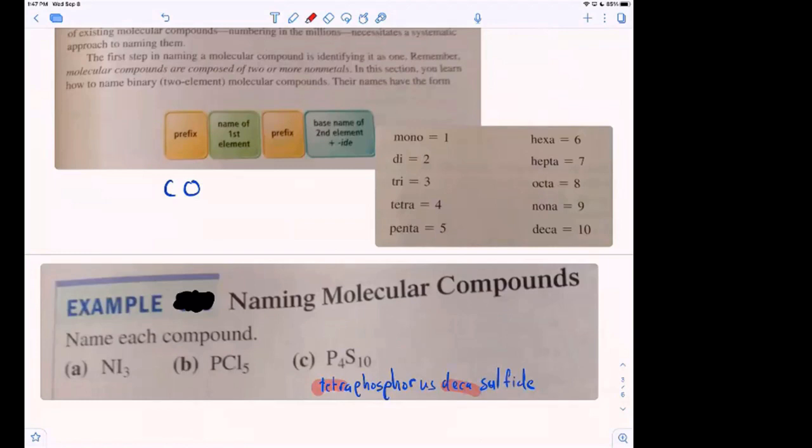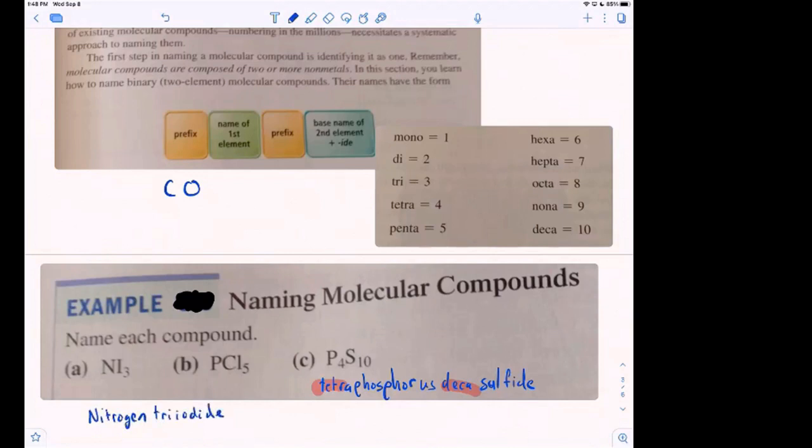I know I'm kind of going backwards, but I was using CO as the example. Okay, and then the other ones here. So how would you name this one? NI3. So nitrogen and iodine. So you drop the mono because it's 1, you don't need the mono. So then you just write out nitrogen triiodide.